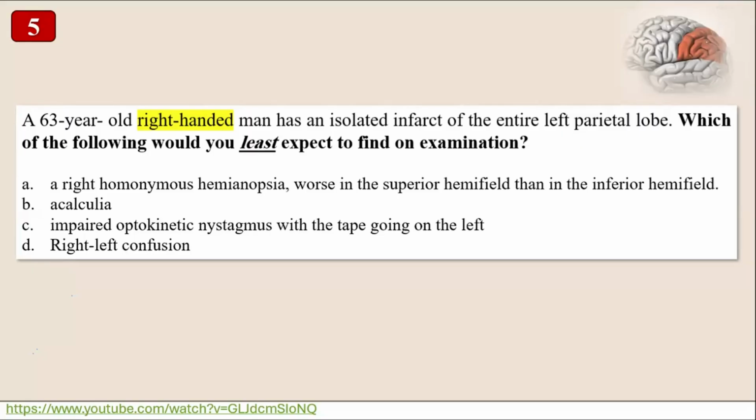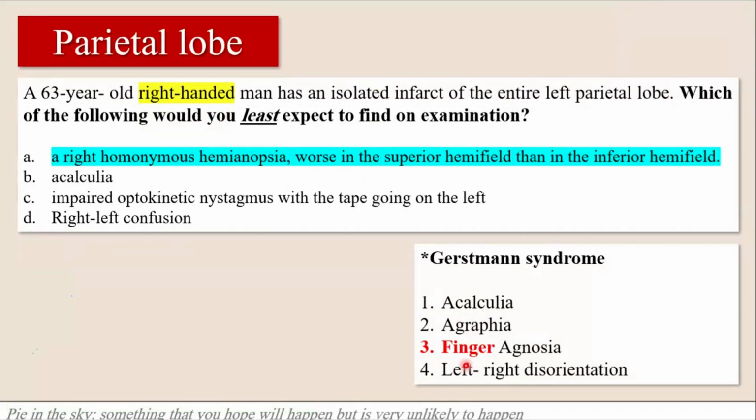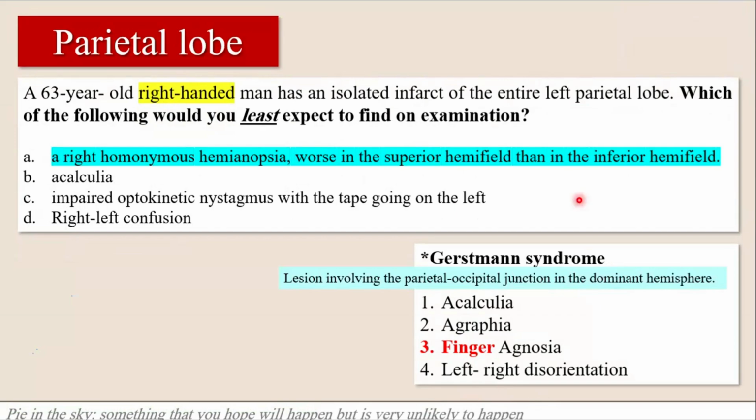So what are the features of Gerstmann syndrome? Acalculia, agraphia, finger agnosia, and left-right disorientation. This is a component of Gerstmann syndrome, and it should be in the dominant hemisphere, as in our case, because the man is right-handed and the infarction is in the left parietal lobe. Specifically, a lesion in the parieto-occipital junction of the dominant hemisphere can result in Gerstmann syndrome. And remember, there is finger agnosia, and there is another term called object agnosia.